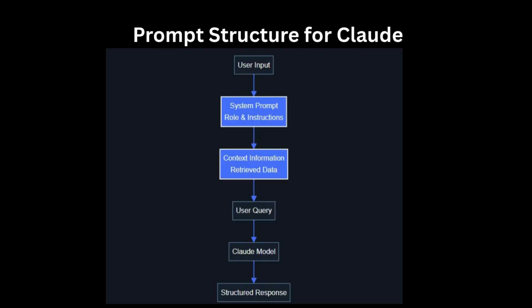Prompt structure for Claude. Prompt structure is critical for model performance. An effective prompt includes system instructions that define the role and behavior of the AI, context information such as retrieved data, the user's query, and the expected output format. It may also include examples and constraints. A well-structured prompt leads to more accurate and consistent responses.